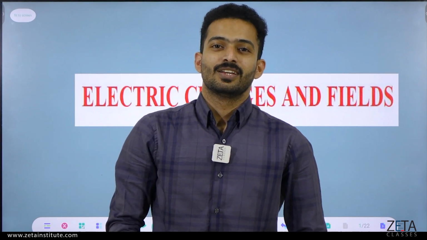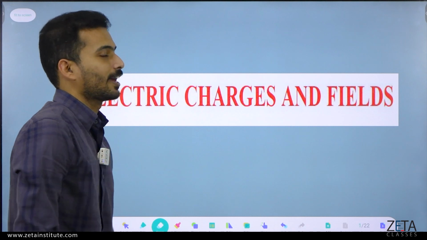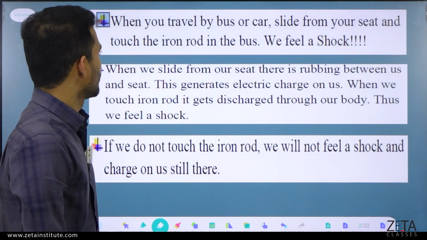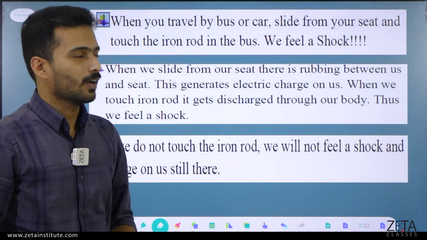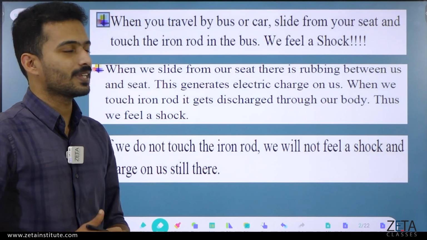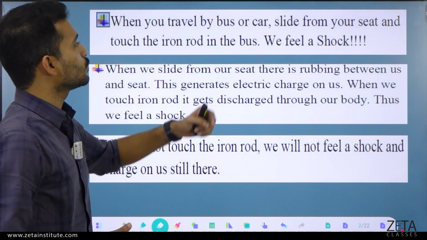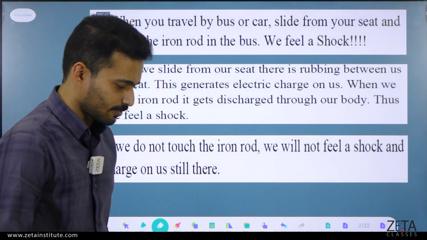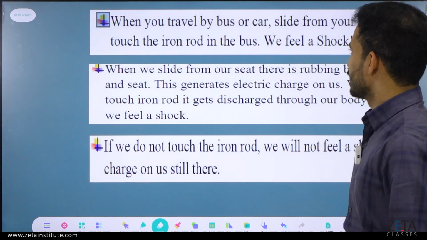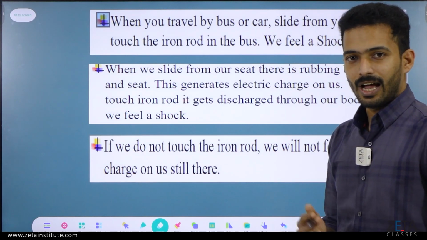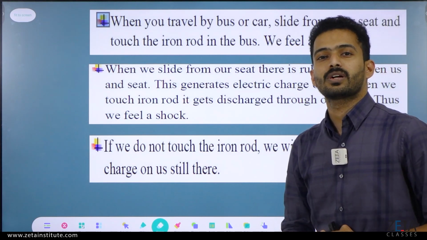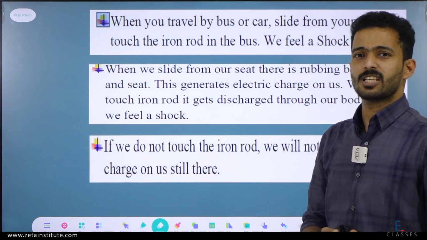Hi dears, we are going to start our first chapter, electric charges and fields. Let me ask one question. When you travel by bus or car, you slide from your seat and touch the iron rod in the bus, and we may feel a shock. What is the reason for this?